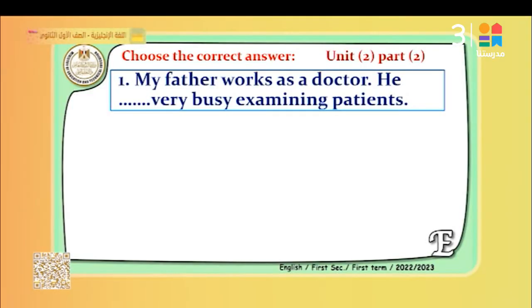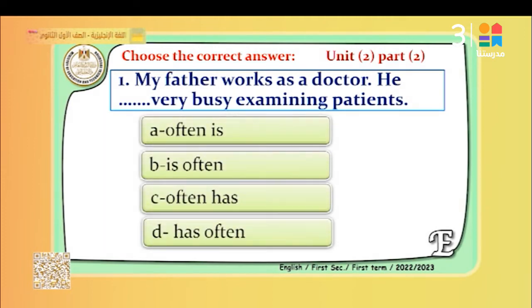Question number 1. My father works as a doctor. He very busy examining patients. So my father works as a doctor. He often is often has, or has often. Do you remember when we talked about the adverbs of frequency? We said that these adverbs come before the verb, but after verb to be. So here we say, my father works as a doctor. He is often. So they come after verb to be. He is often. We cannot say he often is.